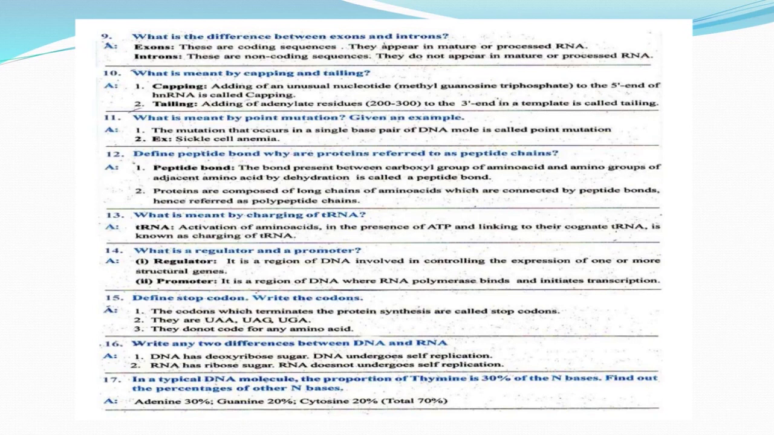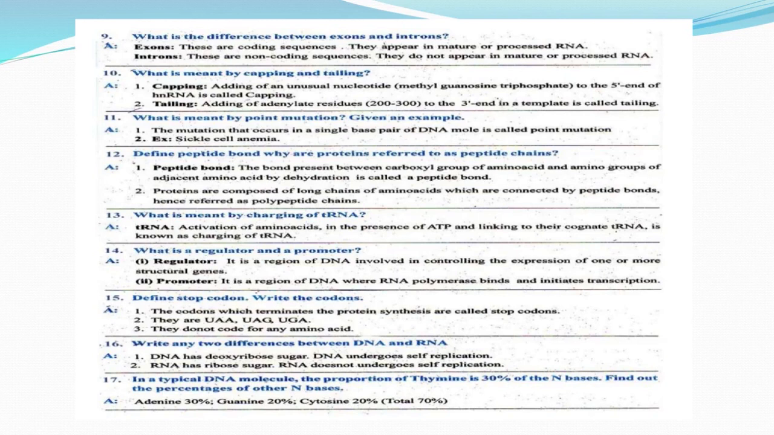DNA has deoxyribose sugar and it undergoes self-replication. RNA has ribose sugar and it does not undergo any self-replication. So these are the two differences between DNA and RNA.